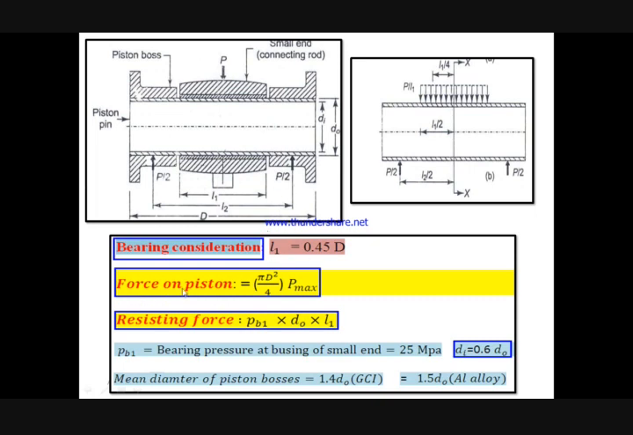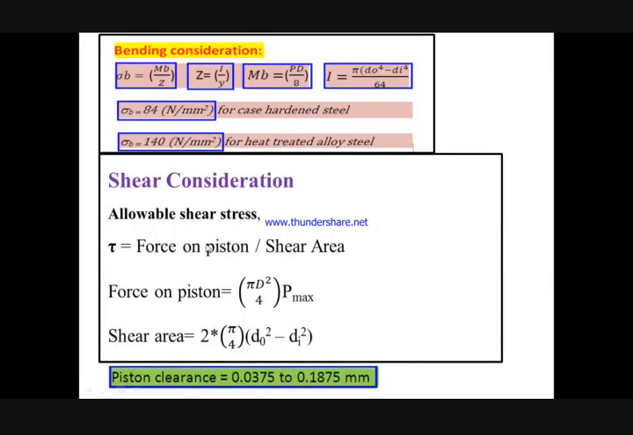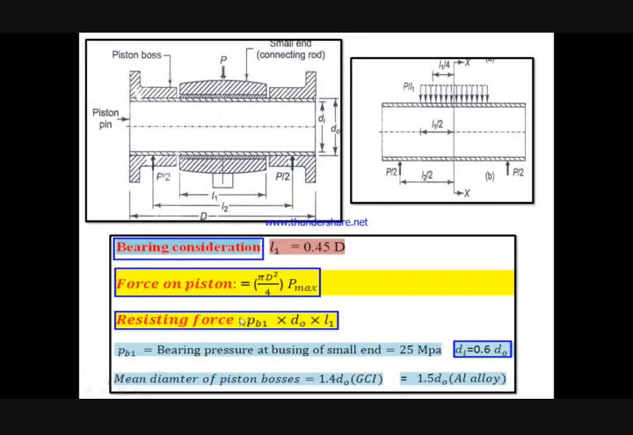Again, the force on the piston is given by pi d square by 4 times P max, as we already know from the previous equations. This same gas force acting on the piston also acts on this joint. So the resistance by this joint is given by Pb1 into d0 into L1, where d0 is the outside diameter of the piston pin.